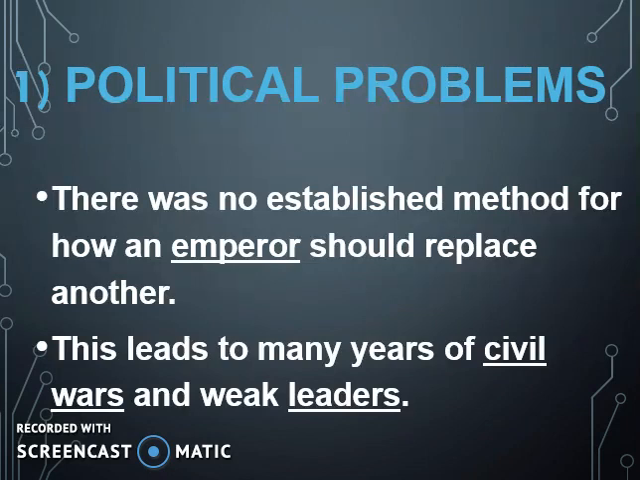We have already talked about this, how many emperors there were that were assassinated because there was no set way for power to be passed on. This leads to many years of civil war and weak leaders.